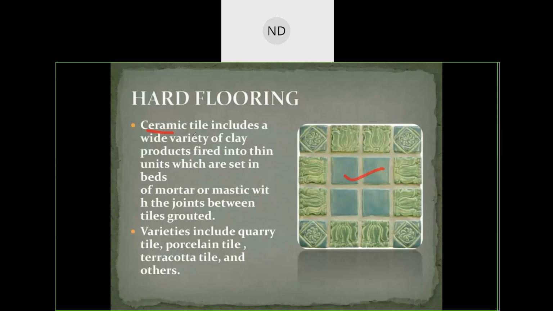This ceramic, the clay product, can be mixed with mortar, and the joints between the tiles are grouted. Varieties include quarry tile, which can also be a hard flooring. Porcelain tiles are also a kind of hard flooring. Then we have terracotta tiles. Do you know what terracotta tiles or porcelain are? I'll show you the materials. Let me show you if I can.